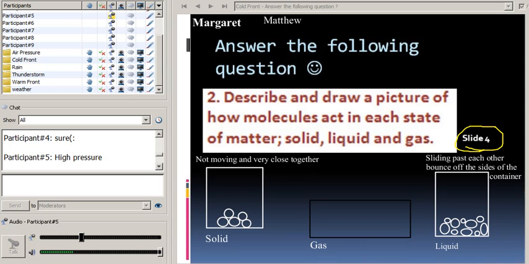Alright, our question was describe and draw a picture of how molecules act in each state of matter: solid, liquid, and gas. And when molecules are in a solid state, they don't move around much. And when they're in a liquid state, they slide past each other a little bit and bounce off the side of the container that they're in. And then when they're in a gaseous state, they bounce around in the space that they're in.